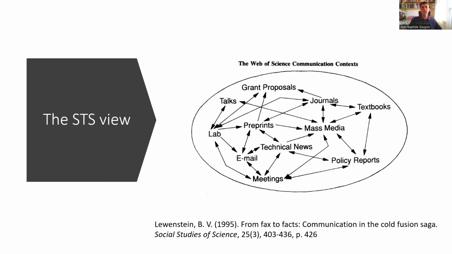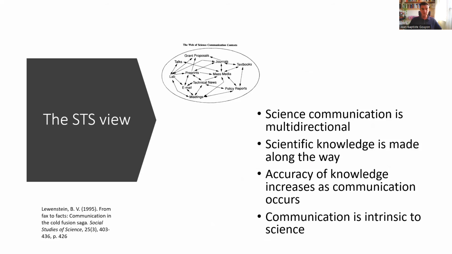And what is interesting, I think, in this model is that it conceptualizes and represents science communication as a multiplicity of instances of communication through different media, between different groups, in different contexts, and all of these instances of communication constitute science communication. So in the STS view, science communication is multidirectional. It doesn't go one way.